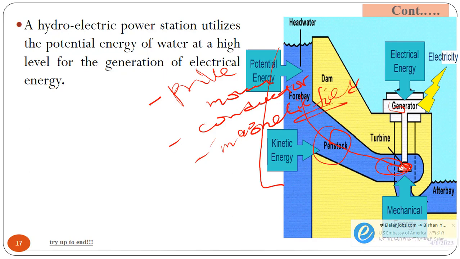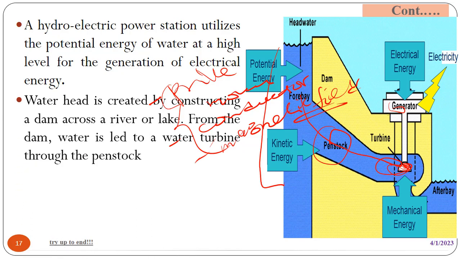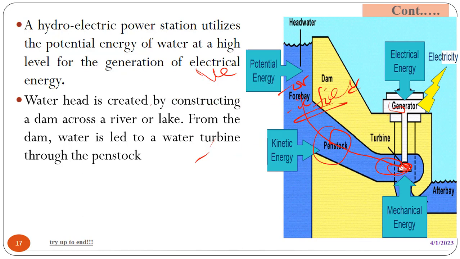So as this setting fulfills, the generator generates electricity. A water head is created by constructing a dam. The head is the height of the dam across a river or a lake. From the dam, water is led to a water turbine through a penstock.